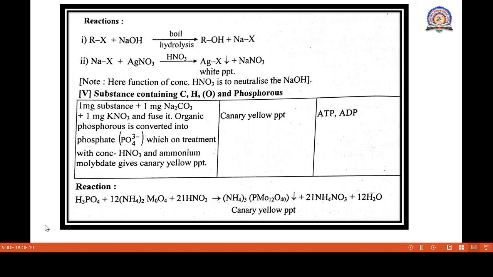Okay, the substance which contains C, H, O and the phosphorus element. In that, we take a substance in a test tube, then add Na2CO3, then add KNO3, potassium nitrate, and fuse it. Organic phosphorus is converted into phosphate, which on treatment with concentrated HNO3 and ammonium molybdate gives the canary yellow PPT. This part we also discussed in the elemental analysis lecture. So the canary yellow PPT is observed, so phosphorus is present. So this reaction happens and we are getting the canary yellow PPT.